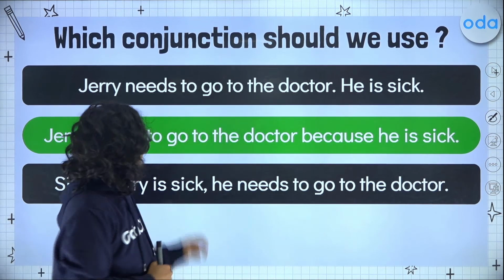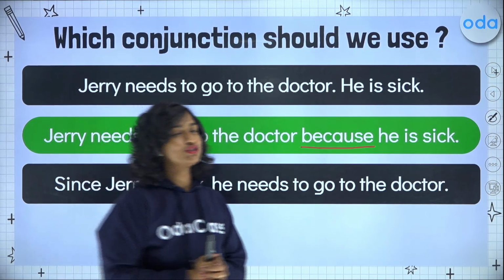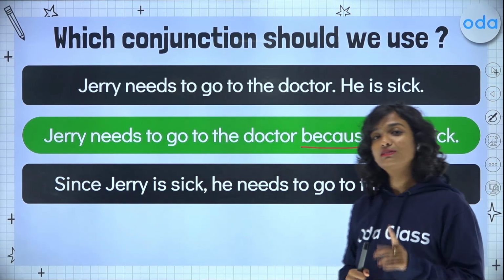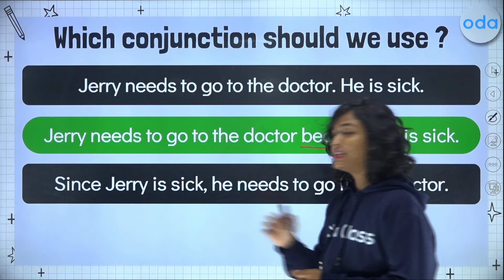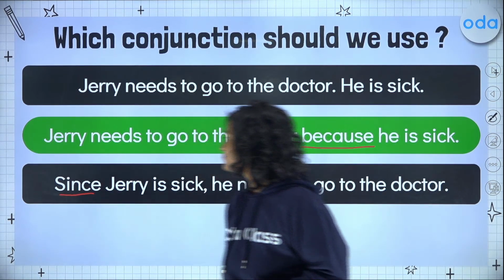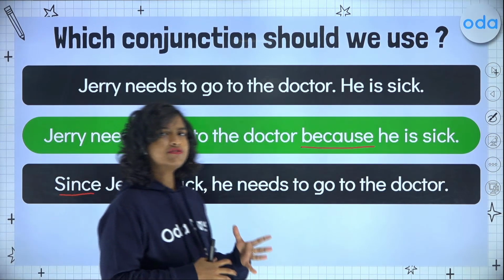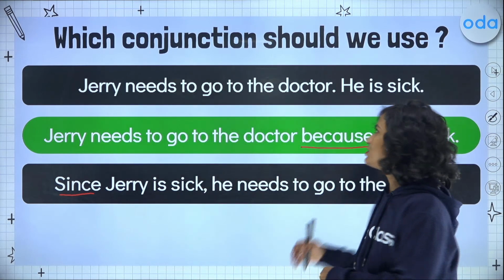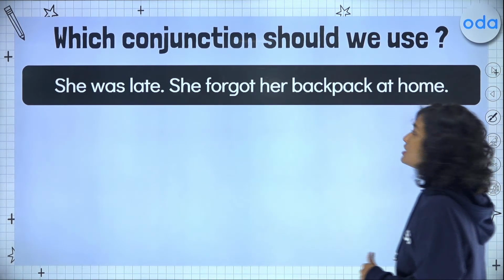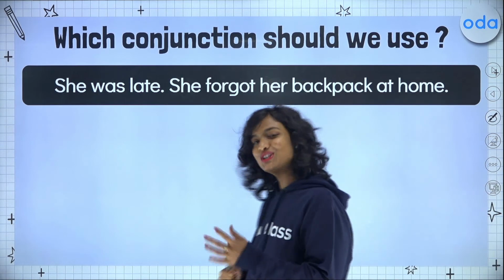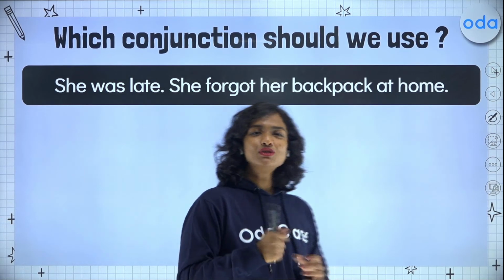Here, there's 2 examples. Jerry needs to go to the doctor because he is sick. If you remember, students, because is one of our subordinating conjunctions that we use to show the cause and effect relationship. Another one of them was since. Since Jerry is sick, he needs to go to the doctor. So cause and effect, subordinating conjunctions, lots of examples. Let's take one more now. She was late. She forgot her backpack at home. What do we think we are trying to convey in this particular example, students? I'll give you a second to think about it.